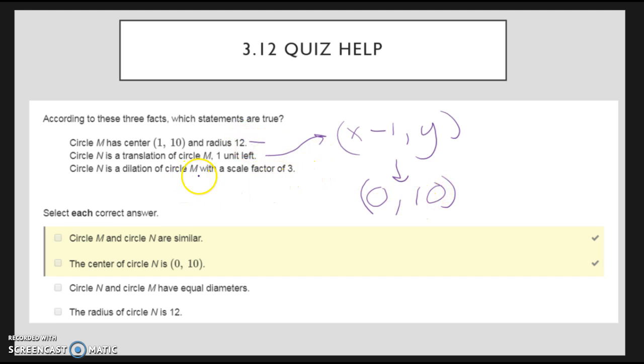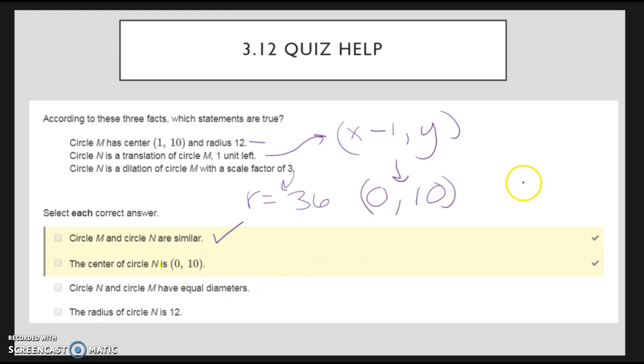And then dilation of circle M by a scale factor of 3 means the new radius for circle N is going to be 36. So we need to go through and see which of these are correct. Obviously, we have the 2 correct ones marked here already, but you want to see why. Circle M and circle N are similar. Yes, because any 2 circles are similar. That's true for any 2 circles, doesn't matter.